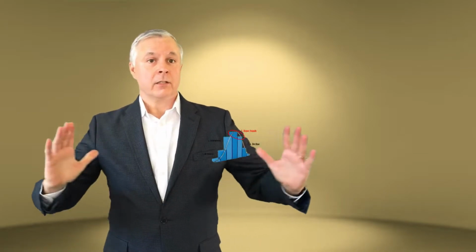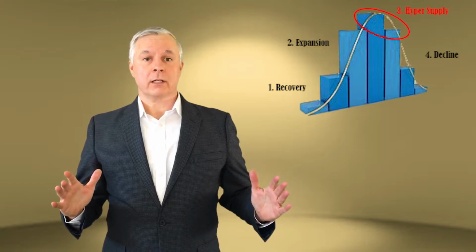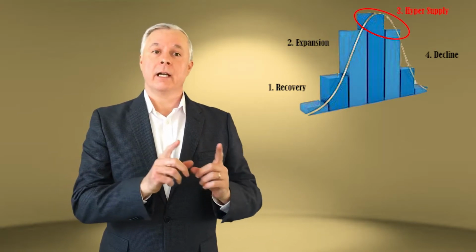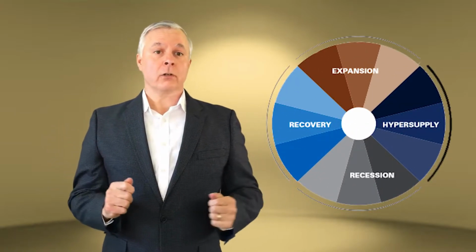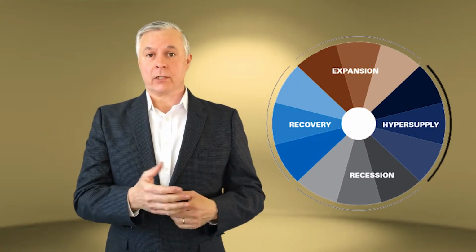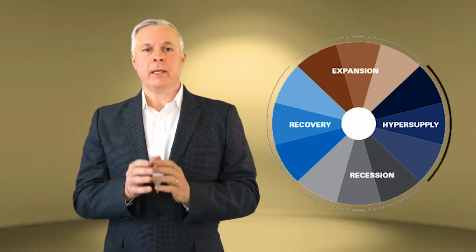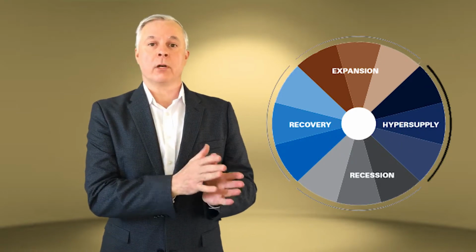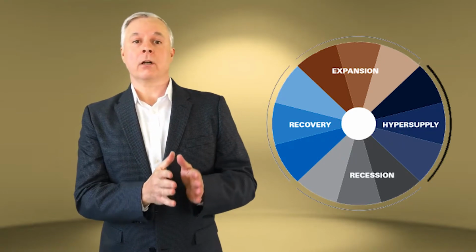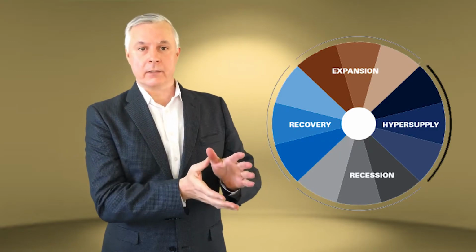For today's discussion, we will dive deep, highlighting the hypersupply market. This first graph shows the 4 market cycles: recovering, expanding, hypersupply, and declining markets. The next is a donut or wheel shape that looks at the market cycles as well. And I like this because it looks at the gradations between the market cycles. Are we just entering? Are we halfway through? Or are we at the end of the cycle?